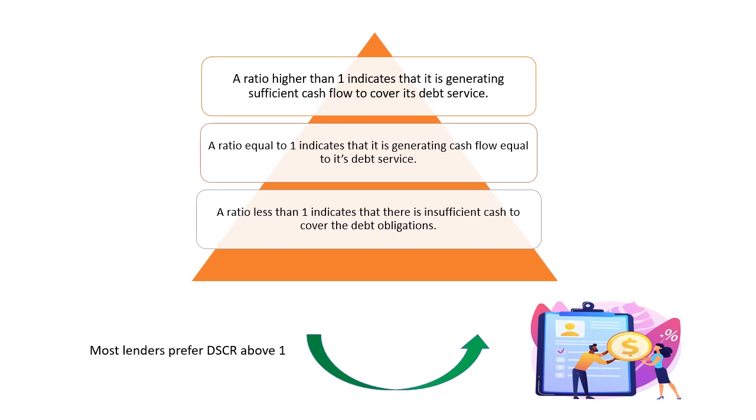Then the last one is, if the debt service coverage ratio is less than 1, it would mean that the business is not able to generate enough cash flow to cover its debt obligations, and the lenders will definitely refuse to grant a loan to such businesses. Most lenders, to be able to play safe, will always prefer a debt service coverage ratio which is above 1.